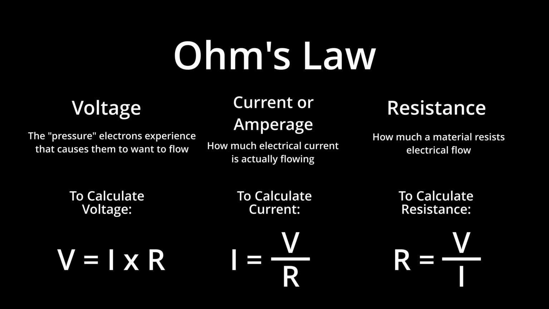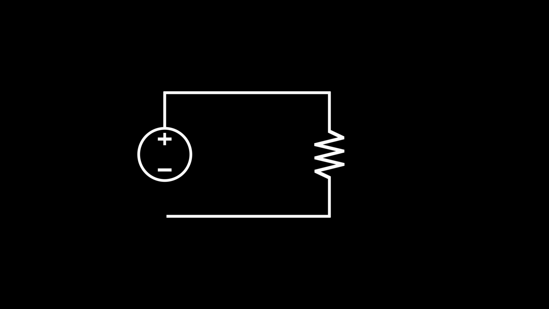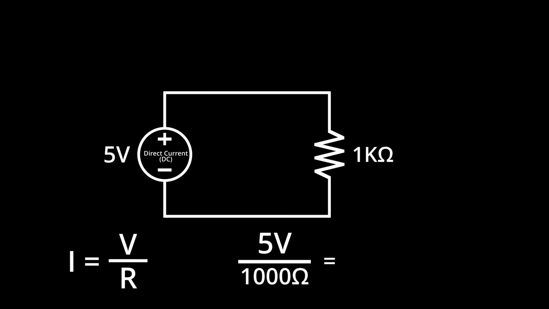Using this formula, we can predict what will happen in a given circuit if we change any of these three properties. The simplest circuit we can put together is a voltage source and a single resistor. I'm going to use a 5 volt DC voltage source and a 1 kilo ohm resistor. Using Ohm's law, we can calculate that we should have about 0.005 amps, or 5 milliamps of current passing through our resistor.